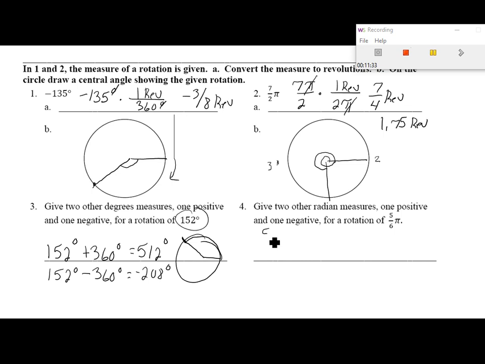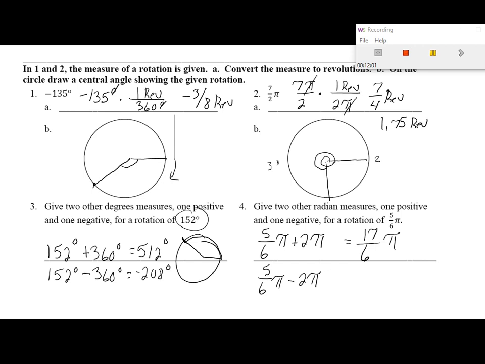Well, all I'm going to do is I'm going to have 5/6 pi. I'm going to add 2 pi to that, and then I'm going to go 5/6 pi minus 2 pi. 2 pi represents one revolution. Now, you can do this in your head or your calculator. You would go 5/6 plus 2, math enter, enter, and you would get 17/6, and then just put your pi with it. So notice I did not type that pi into my calculator.